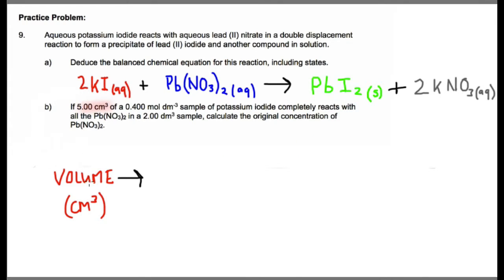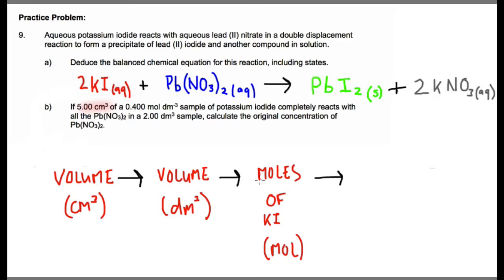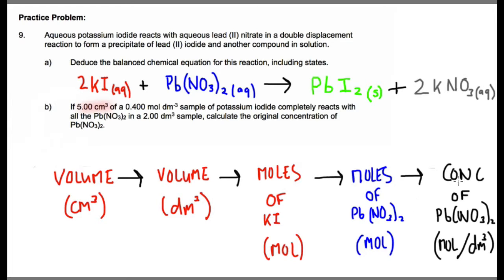So first of all, we're going to convert volume of centimeters cubed to decimeters cubed, and then once we've done that, we can find the moles of potassium iodide as we're given its concentration here. Then we can use molar ratio to find the moles of lead nitrate, and then we can find the concentration of this just by dividing by the volume of lead nitrate that we have.